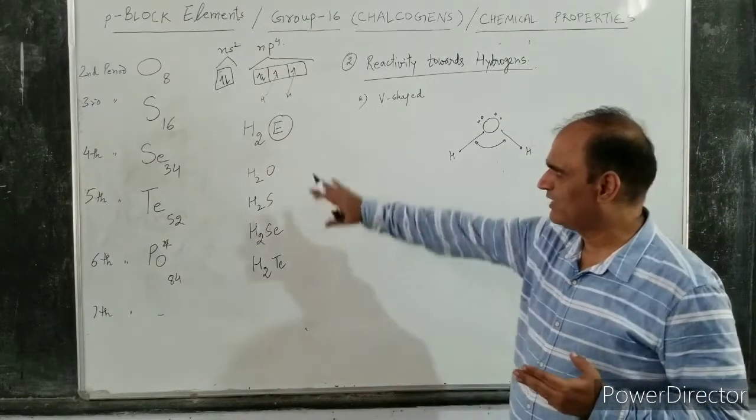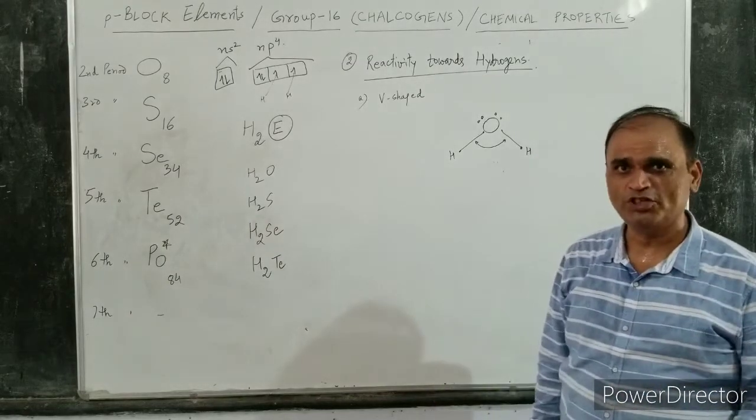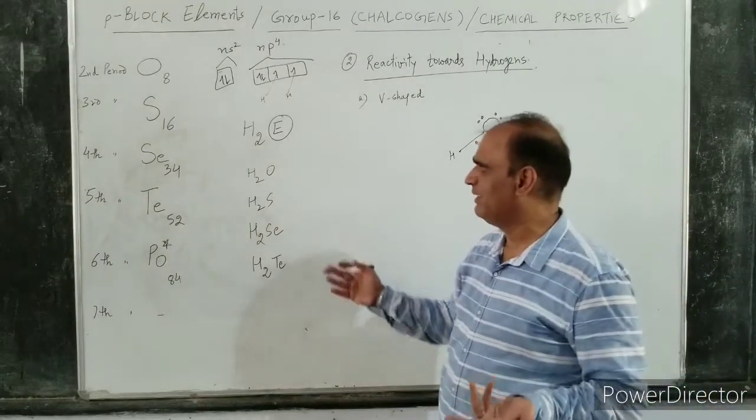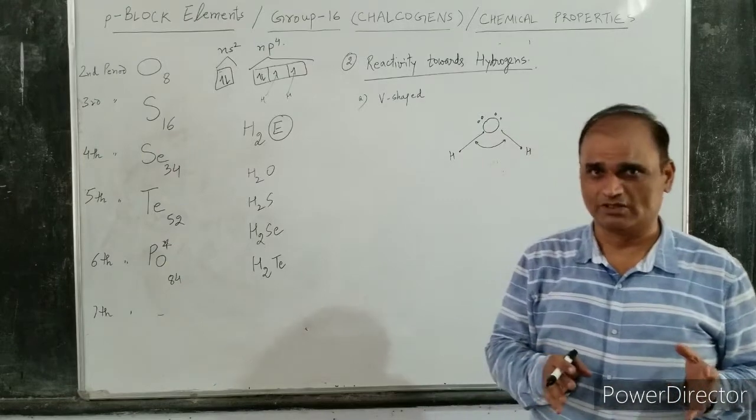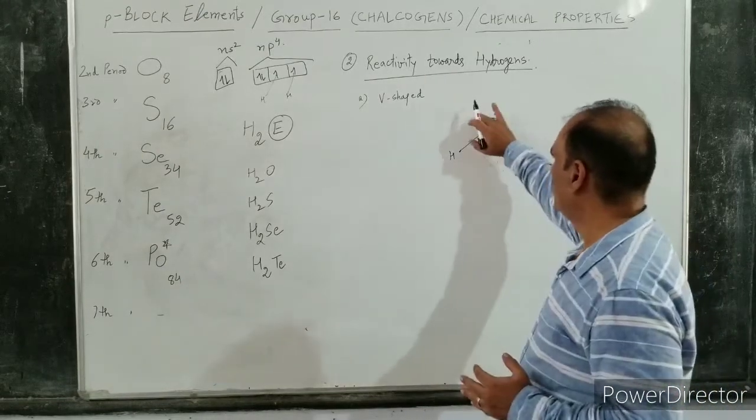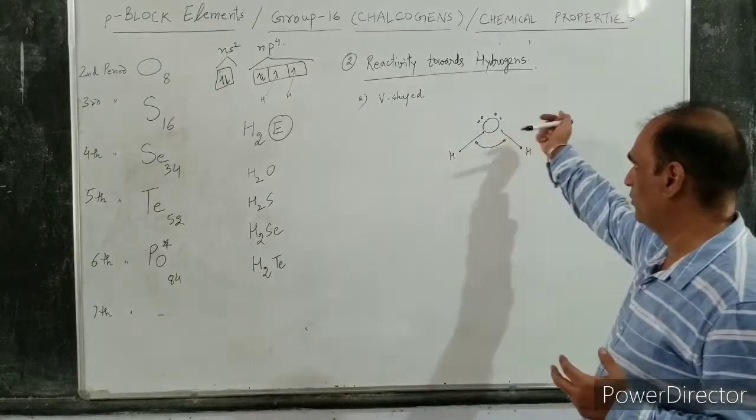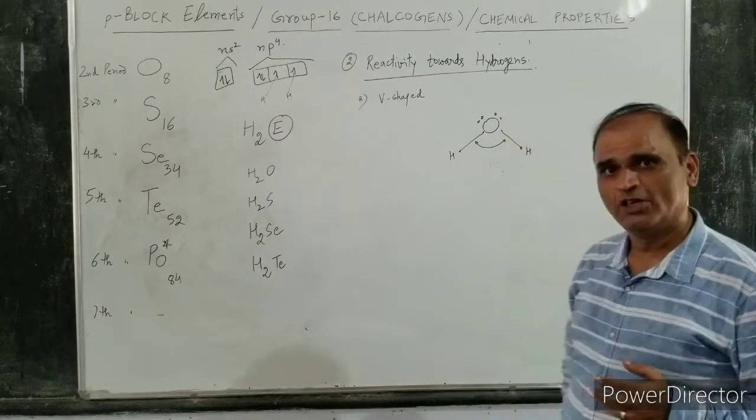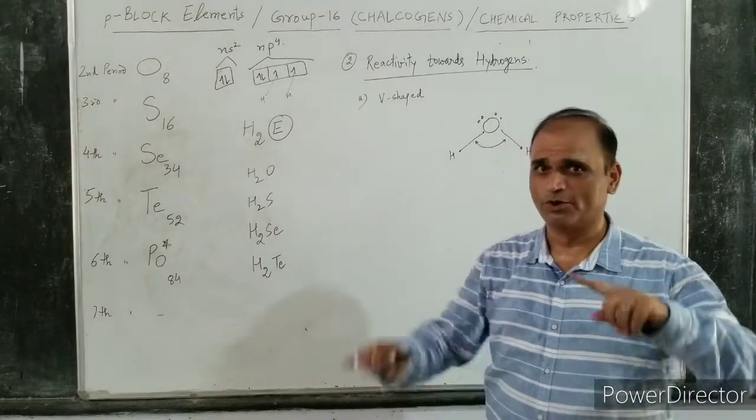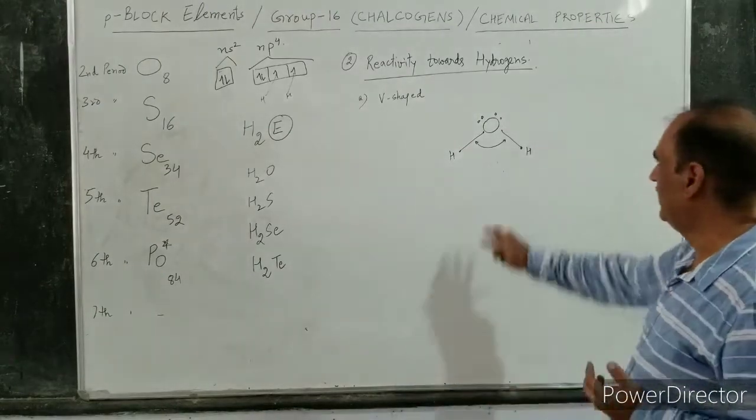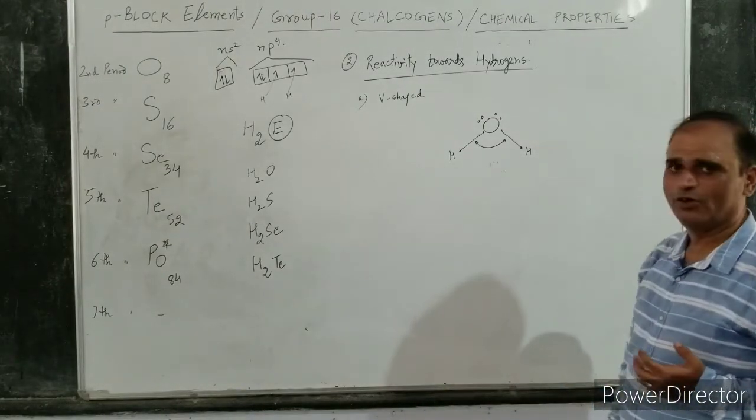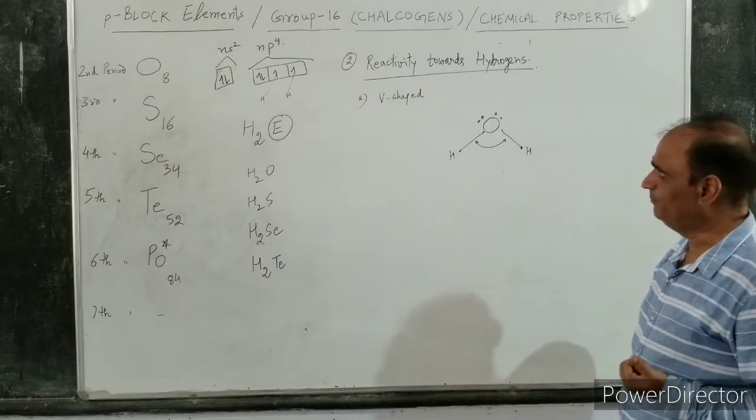So why is H2S bent? Why is H2O bent? Why is H2Se bent? In all these questions, the answer is always the same: due to the presence of lone pairs. Lone pair repulsions are more than lone pair-bond pair repulsions. Bond pairs are pushed, bond pairs come closer. That's why these have a V or bent structure.